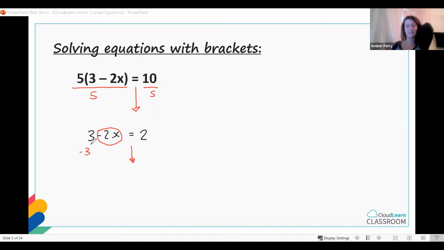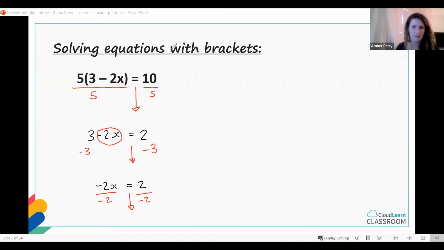This 3 is actually a positive 3, so we're going to subtract it. So we're going to minus 3 on this side as well. So we are now going to have minus 2x is equal to 2. So just being really aware, don't lose that negative sign when you take away the number in front of it there. And now we're going to get rid of this minus 2 by dividing by minus 2, and divide by minus 2 on both sides.